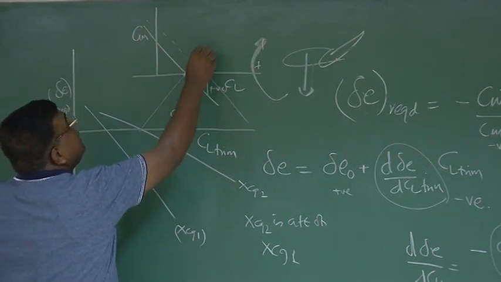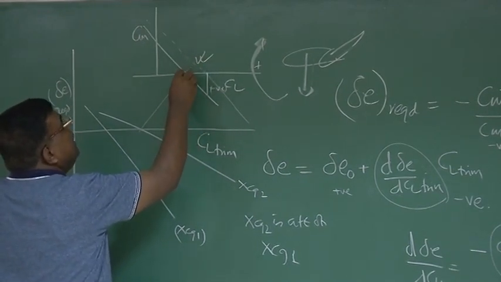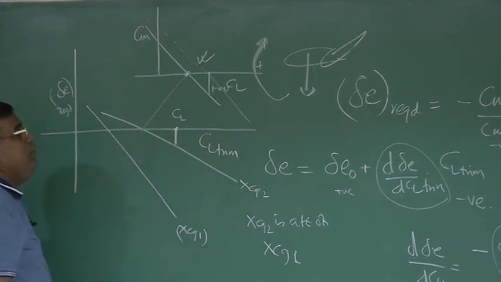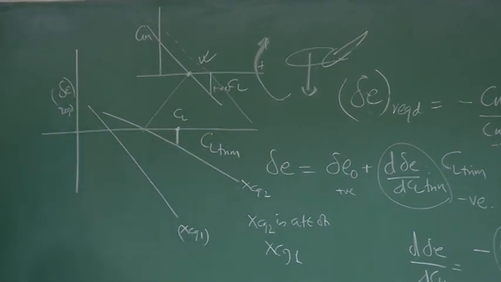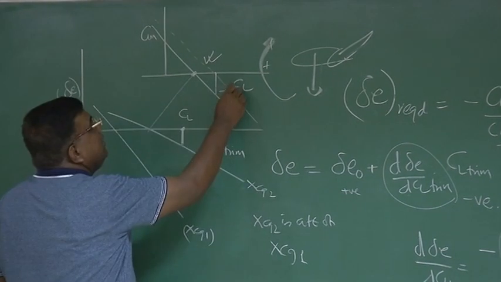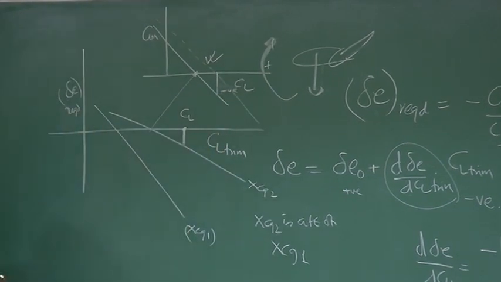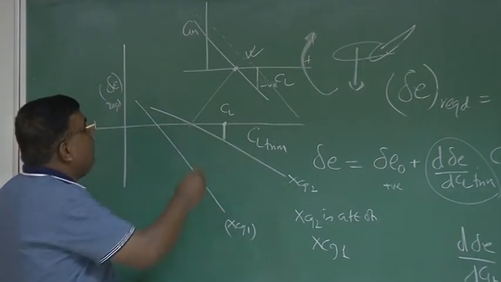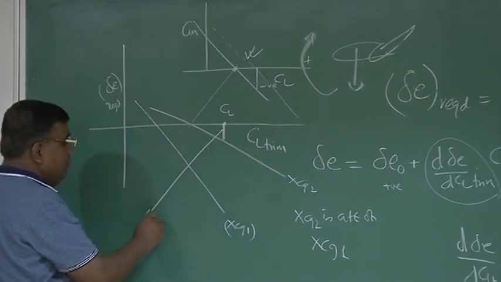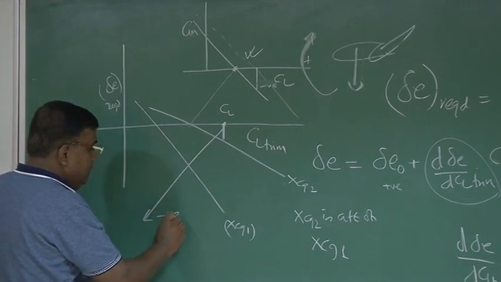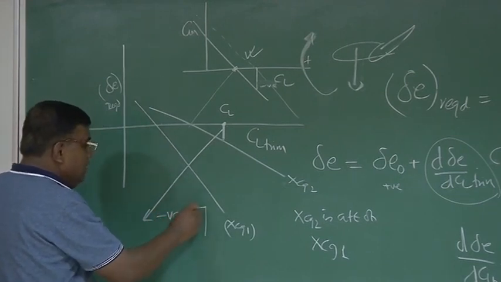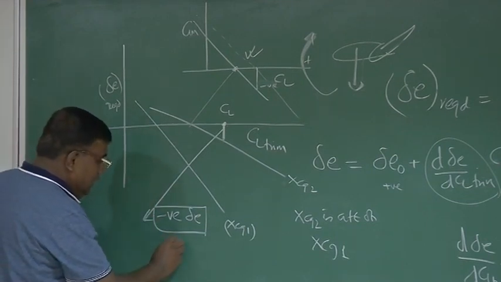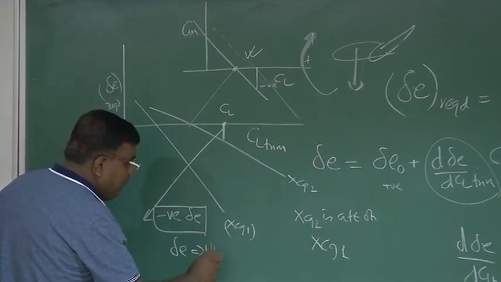So from here I understand that if I want to fly from a CL to a new CL which is more than the CL at which I was flying, I have to ensure that elevator deflection is positive because it has to counter this negative Cm. And what am I getting here? Here also I am getting negative delta E. And what is negative delta E? Negative delta E by convention is delta E up. Clear?